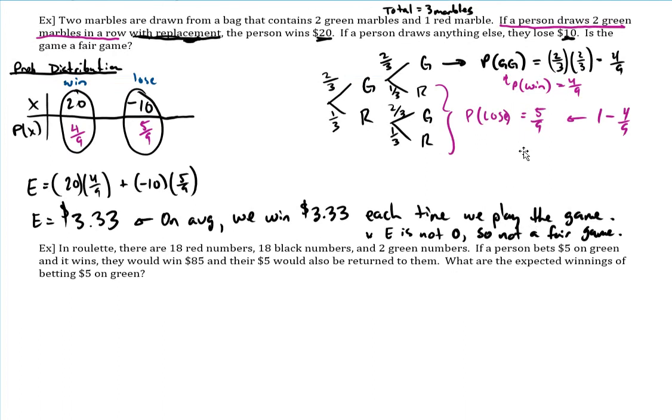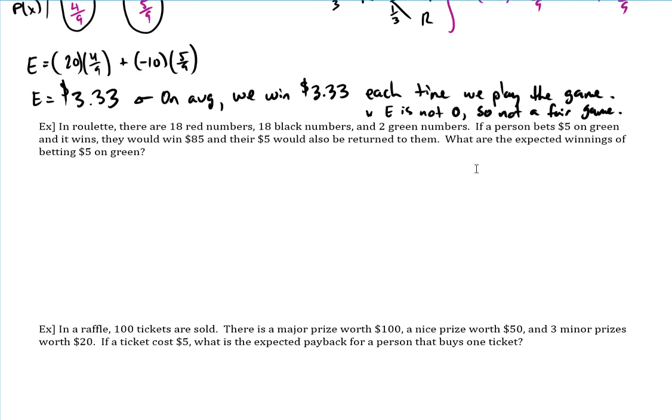Okay, so let's see these other two. All right, so in this one, we've got Roulette. Okay, so that's a casino game. In Roulette, there are 18 red numbers, 18 black numbers, and 2 green numbers. If a person bets $5 on green and it wins, they would win $85, and their original $5 would also be returned to them. What are the expected winnings of betting $5 on green?